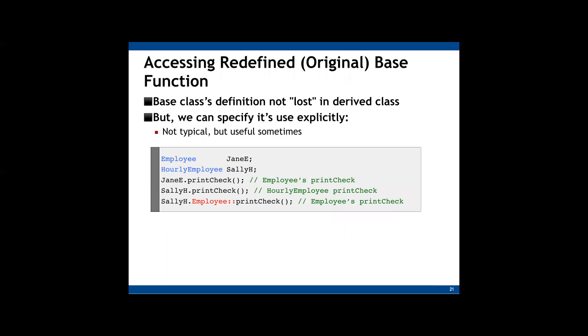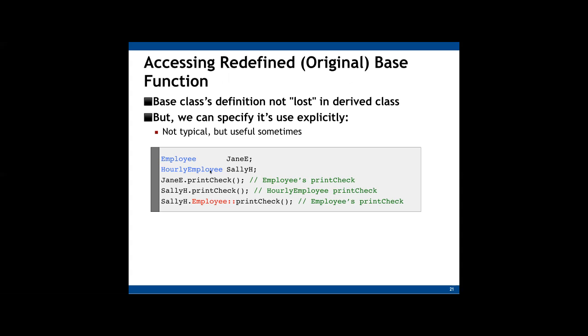And when you change the inherited function definition through redefining it, the function definition that was given in the base class is not completely lost to the derived class object. It's not lost. You can still access the function given in the base class. For that, you need to use the scope resolution operator with the name of the base class.